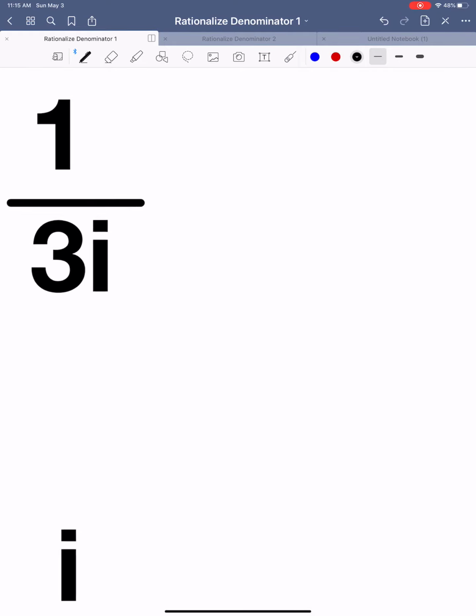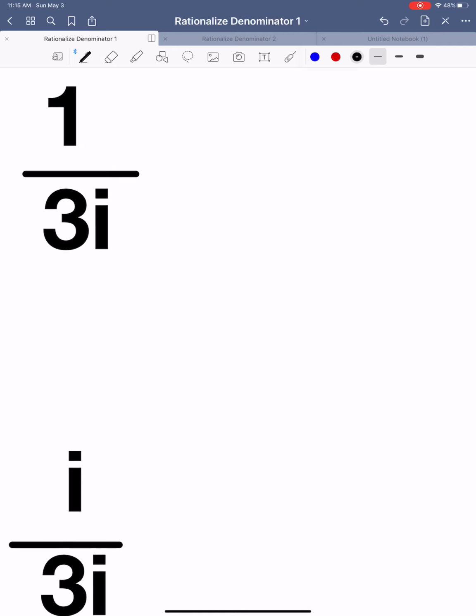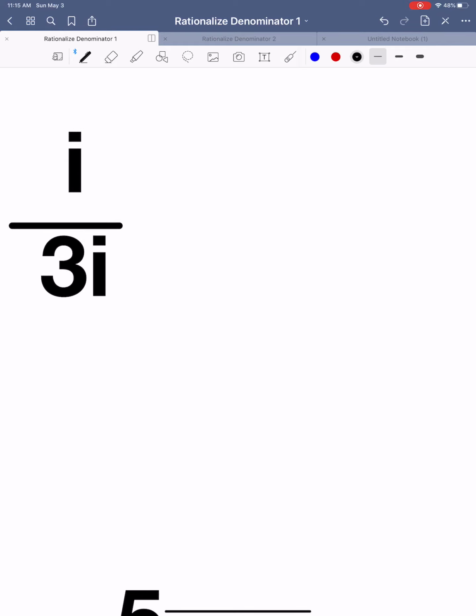Let's try these. First one. Again, let's make it a little bigger so you can see it. We're going to multiply this by i over i. So you get i over 3i squared, which is really just i over -3 because that became the -1. And you can leave it like that. If you have i over 3i, in actuality, those i's could just cancel out and your answer is going to be 1/3. But let me show it to you multiplying by i.